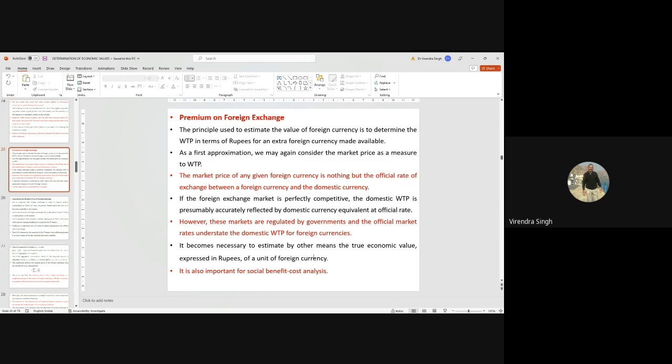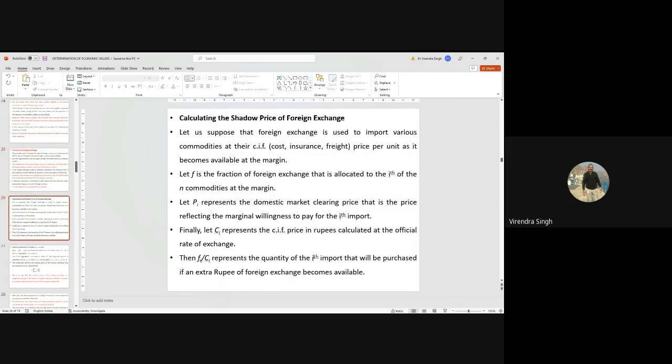However, these markets are regulated by the government, and the official market rates understate the domestic willingness to pay for foreign currencies. It becomes necessary to estimate by other means the true economic value, expressed in rupee terms, of a unit of foreign currency. It is also important for social benefit cost analysis. How are the shadow prices of foreign currencies calculated?